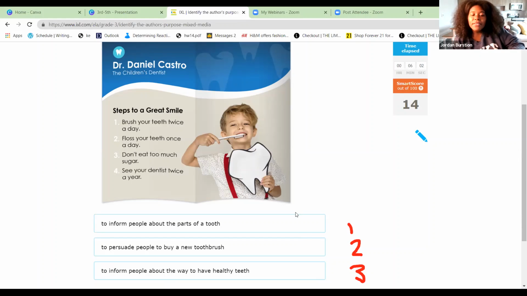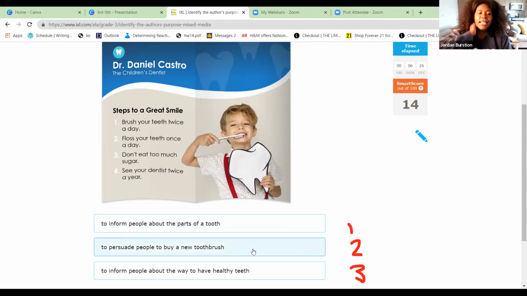We wouldn't pick the first option because he doesn't really talk about parts of a tooth. Let me see, someone type something in the chat. 3, yep. We wouldn't want to pick the first one because he's not talking about the different parts of a tooth. He doesn't have a diagram that's showing you the different parts of the tooth.